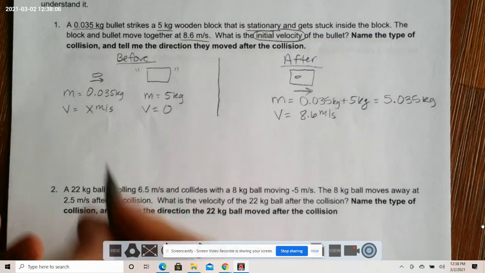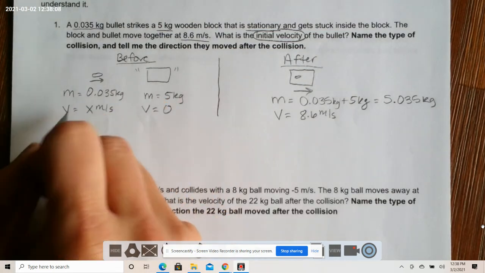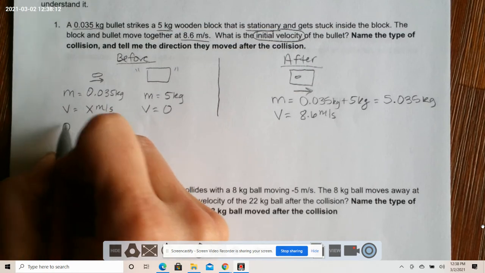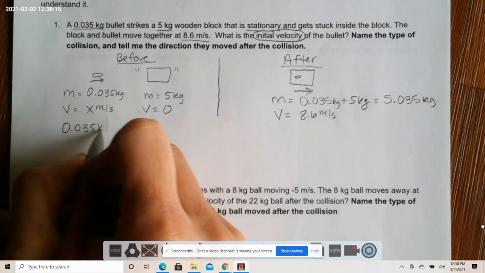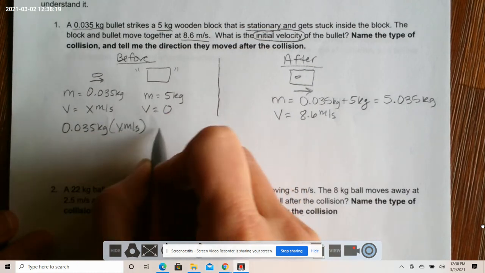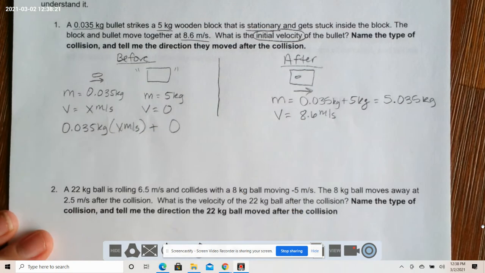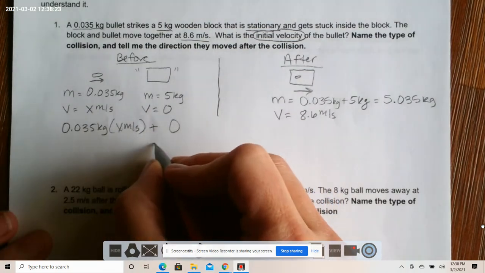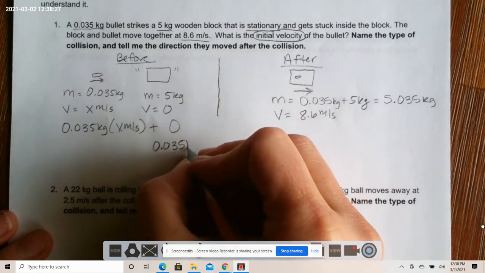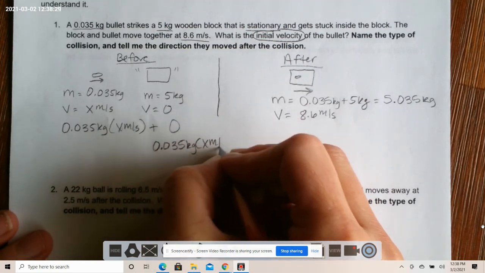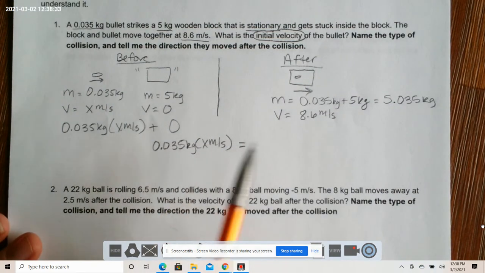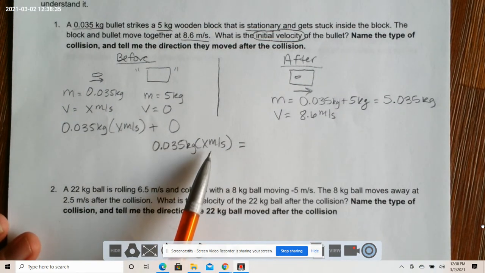Let's start on the before. We have to do mass times velocity plus mass times velocity. So in this case, we have 0.035 kilograms is our mass times our velocity of x meters per second plus 5 times 0 is 0. So really, on this side, that's all we can do. So I'm just going to bring it back down here because we're going to have to solve for that x. So this is the before. That's where our x is going to be this time because we're looking for initial velocity.